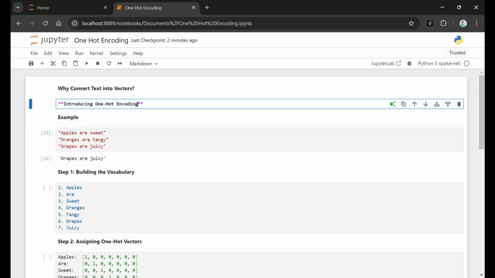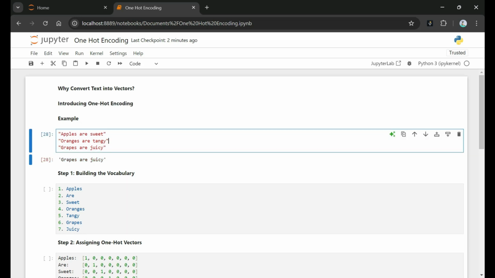So let's take one example. It's just for notes purpose. Our example is a simple one. Suppose we have these three sentences: apples are sweet, oranges are tangy, grapes are juicy. Our goal is to convert these sentences into a numerical format using one-hot encoding.